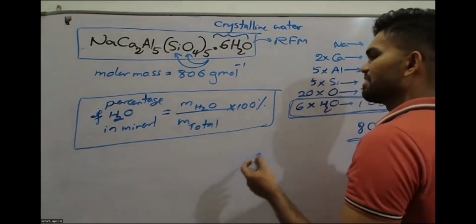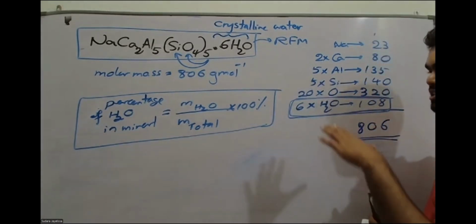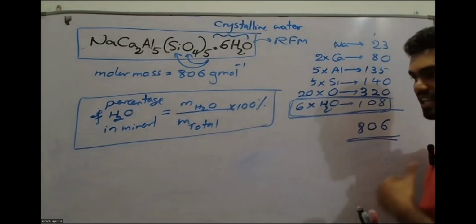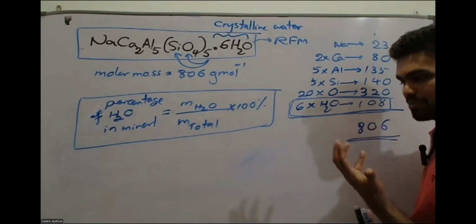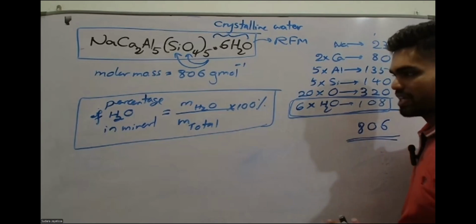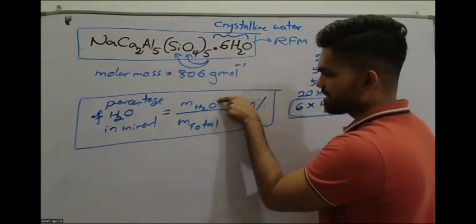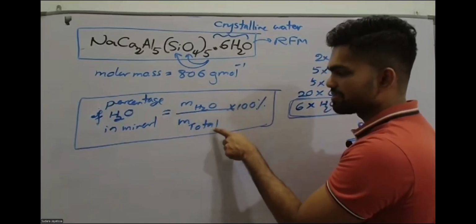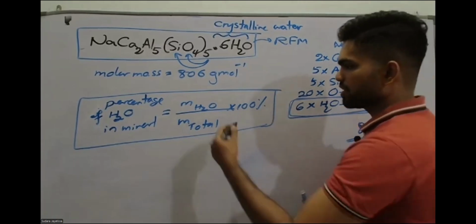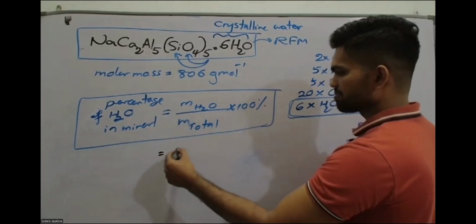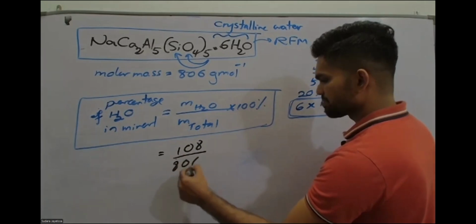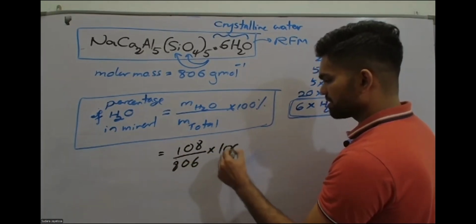Okay, so like that, the mass of water division total mass, and then put into 100%. Just like you are finding the mark percentage, okay, your score in exam. So how many questions you get correct and how many total questions were there? Is that logic clear to you all? Is there any problem with this formula? Please ask. So 108 division 806 into 100.